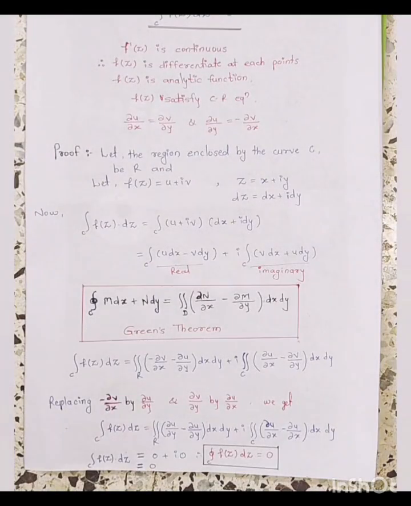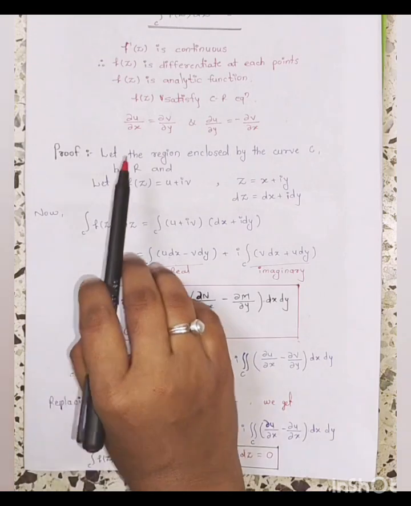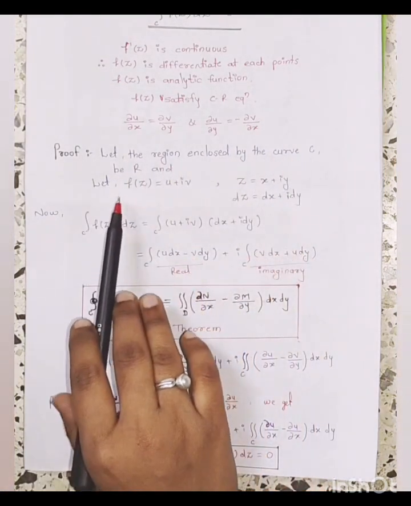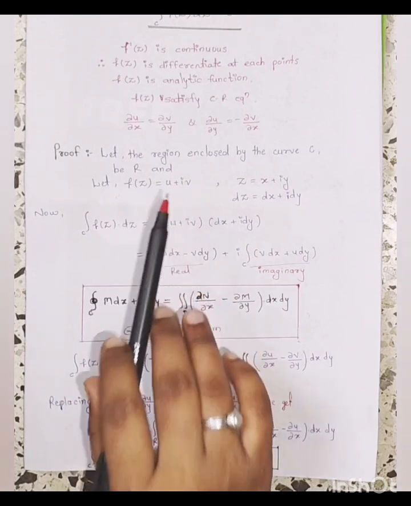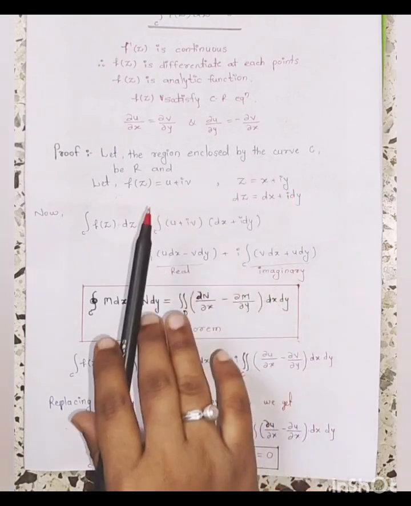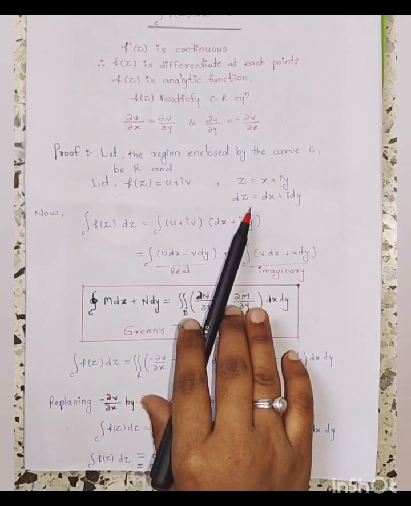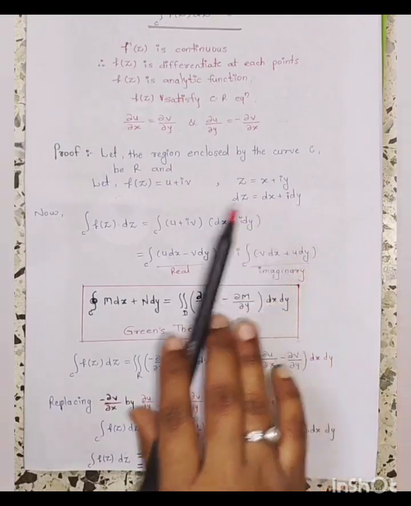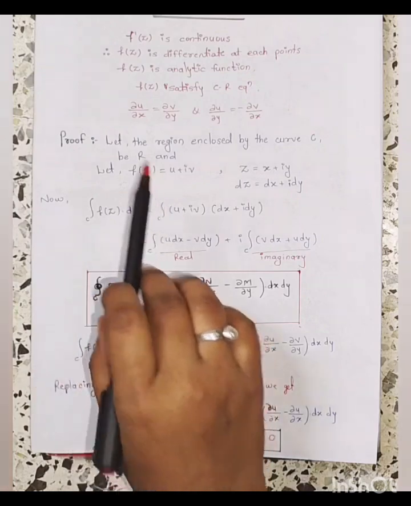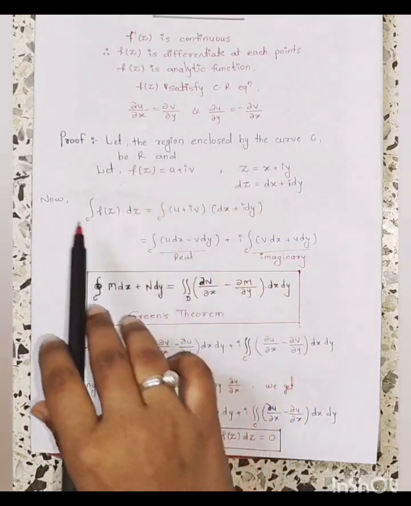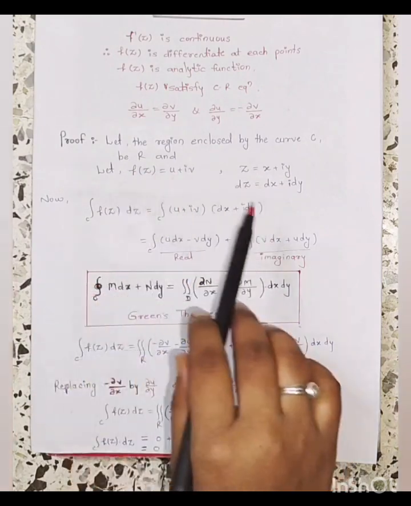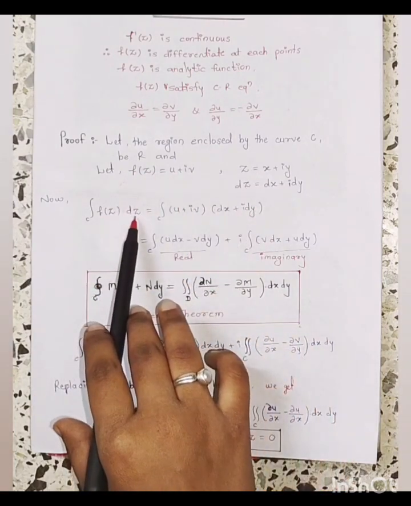Let's start the proof of this theorem. Proof. Let the region enclosed by the curve C be R and let f of z is equal to u plus iv and z is equal to x plus iy. Differentiate z, that is dz is equal to dx plus i dy. Now integration of f of z dz, put both the values in this equation, is equal to integration of u plus iv, that is f of z, and dx plus i dy, that is dz.